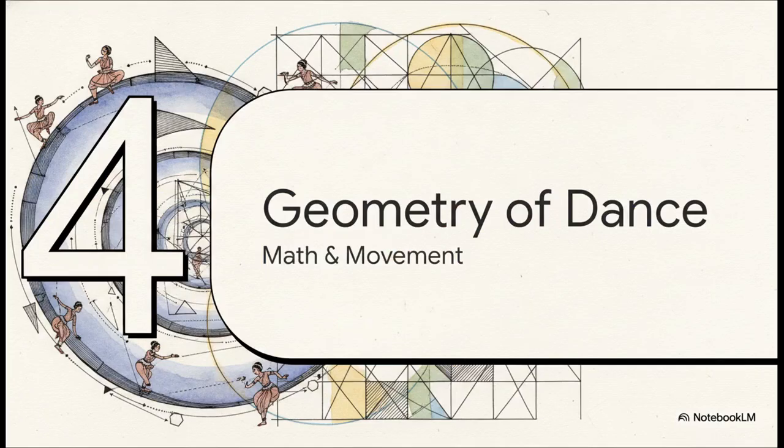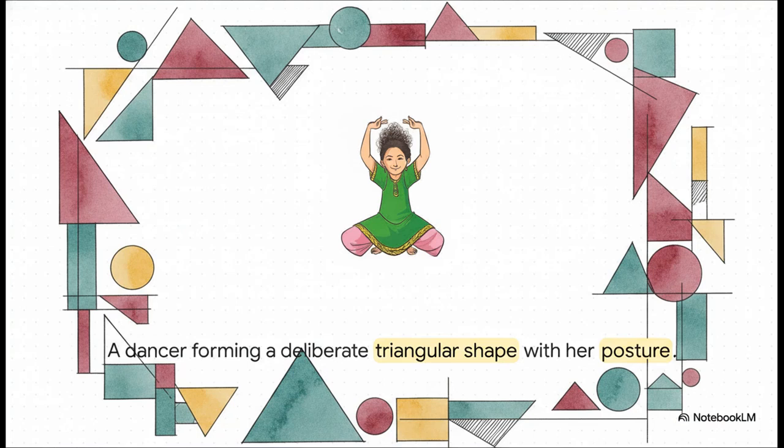All right, Section 4, the geometry of dance. Okay, switch gears with me for a second. Imagine trying to build perfect geometric shapes, triangles, circles, rectangles, squares, using nothing but your own arms and legs. Notice the distinct, sharp angles in the seated posture and the arms of the dancer right here. She's forming a very clear, deliberate triangular shape. It's not an accident. When you watch a traditional Indian regional dance, you are literally watching geometry in motion.